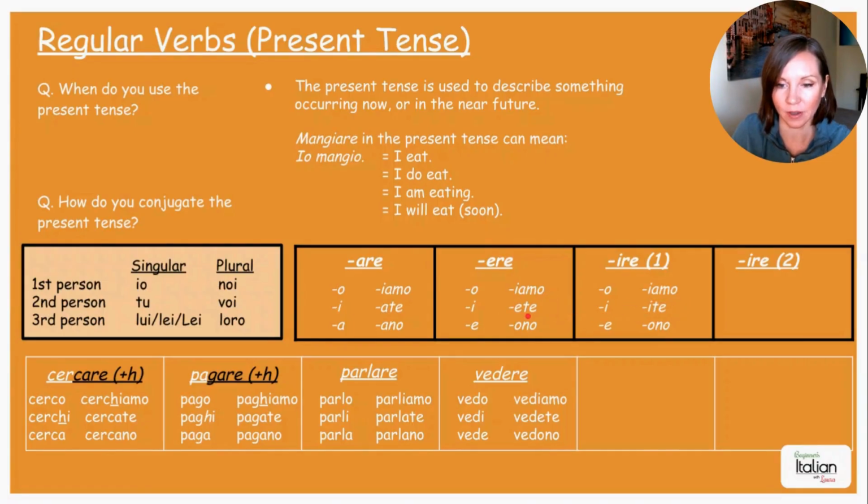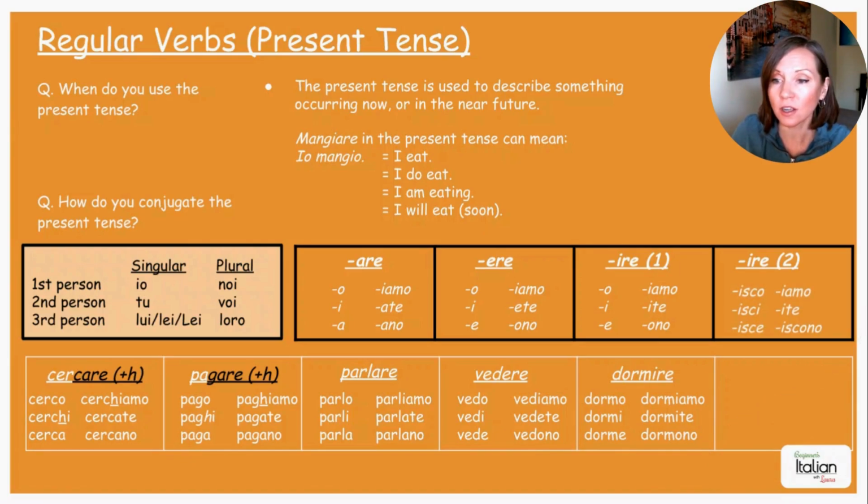So we have dormire as our regular IRE verb. Dormo, dormi, dorme, dormiamo, dormite, dormono. And now we also have a second conjugation of the IRE verbs, which instead of ending in these regular endings, we change them to isco, isci, isce, iamo, ite, iscono.